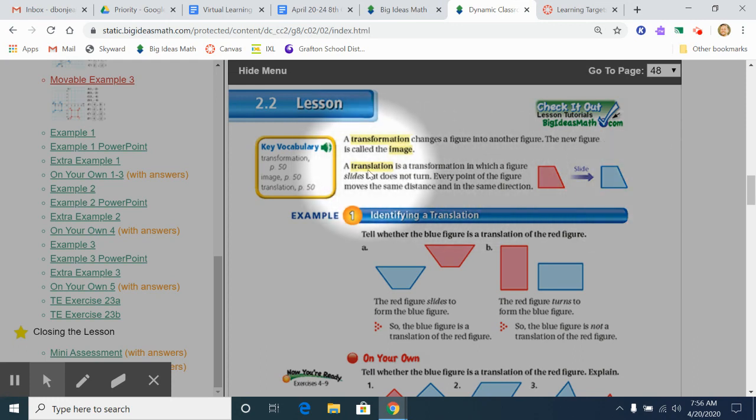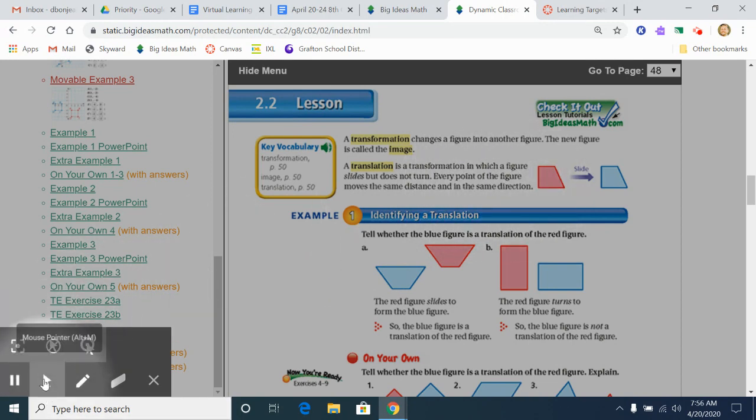Okay, so the specific transformation we're talking about, a translation, is a transformation in which a figure slides but does not turn. Every point of the figure moves the same distance and in the same direction.